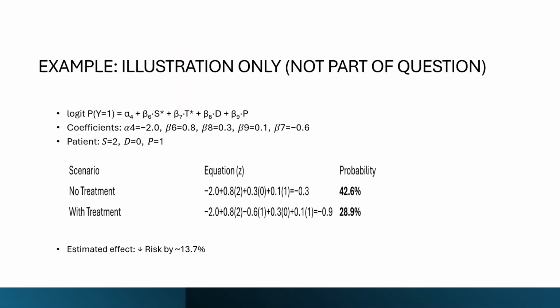Let me give you an example just for illustration, not part of the question. Let's say we have a higher severity patient, S equals 2, with no do not treat preference and a provider in favor of treatment. If we set treatment to 0, our model might predict around a 42% risk of an adverse outcome. Then run the model with treatment included, and risk might drop to about 29%. That's a reduction of roughly 13.7 percentage points, which means treatment would lower this patient's risk by about 1 in every 8 cases.